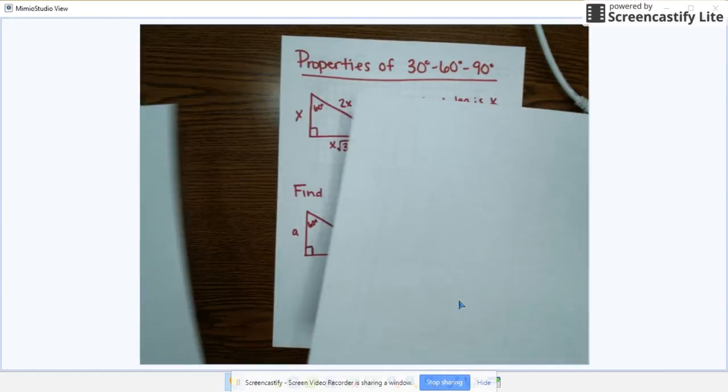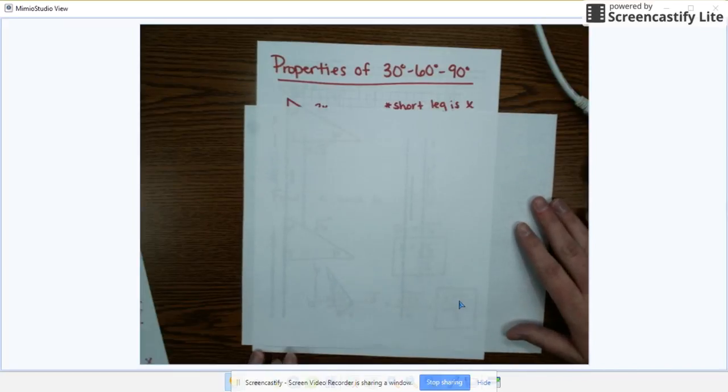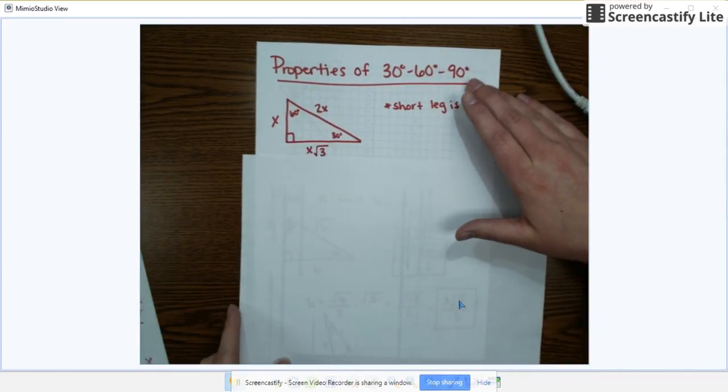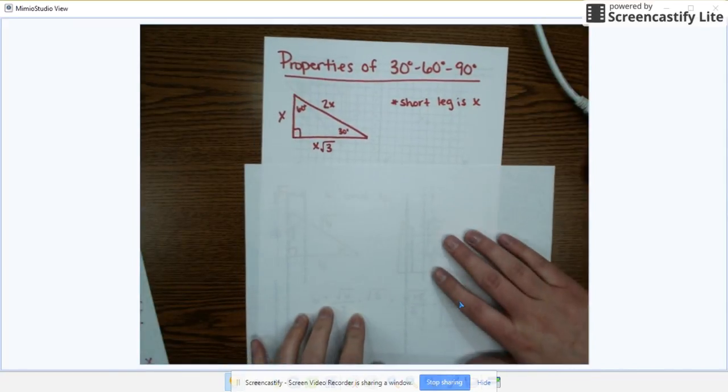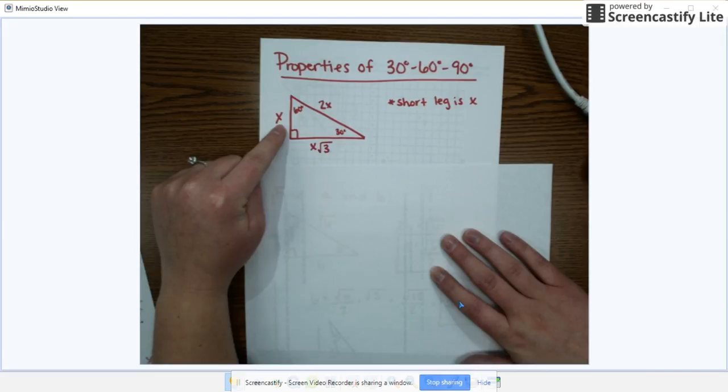The next triangle would be a 30, 60, 90 triangle. So here our properties or our rules are based off of this short leg. So anytime you have a 30, 60, 90 triangle, your short leg is what everything else will use.